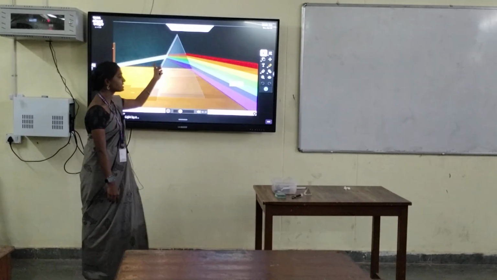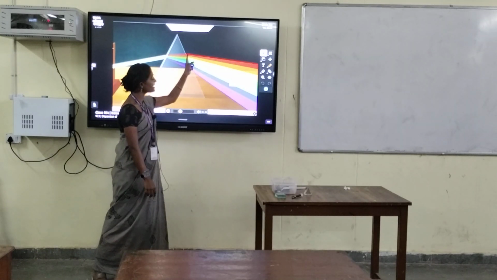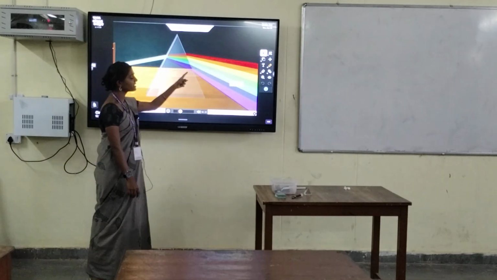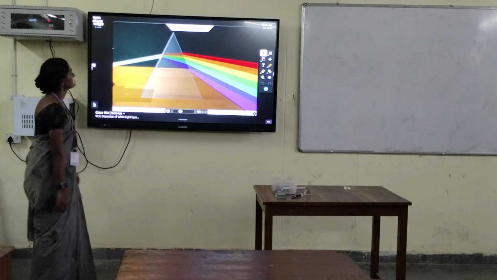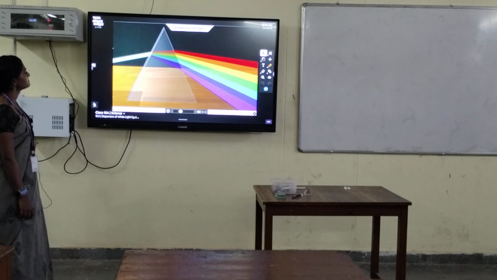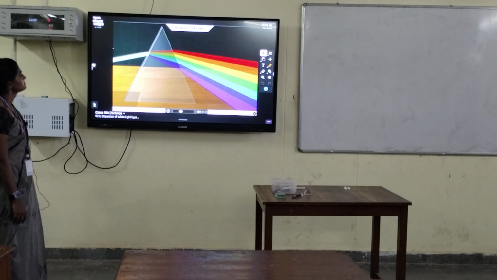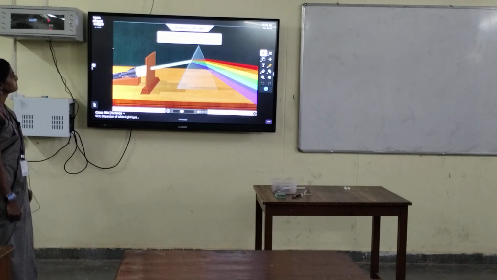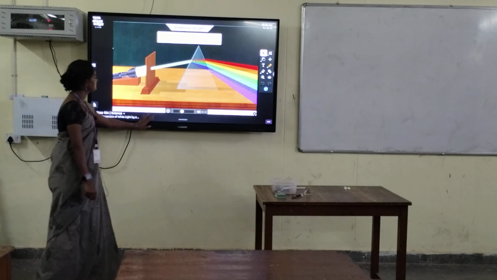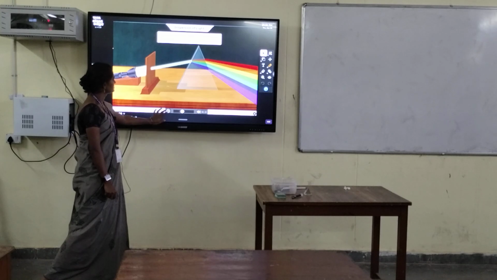Clear to you all? Now which one travels faster? Red light travels faster and violet light travels slower. The angle of refraction is different for each color. Thus, each color bends to a different angle with respect to the incident ray and the color splits up. Separation of a beam of light into its constituent colors is known as dispersion of light.